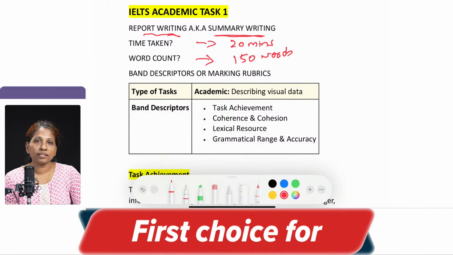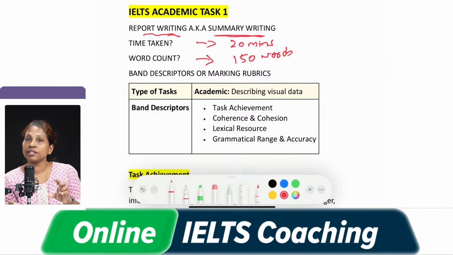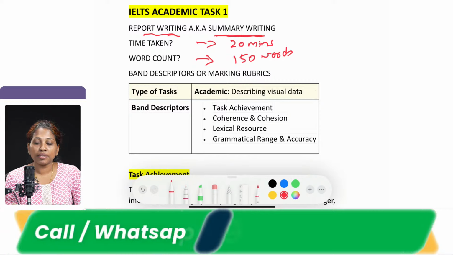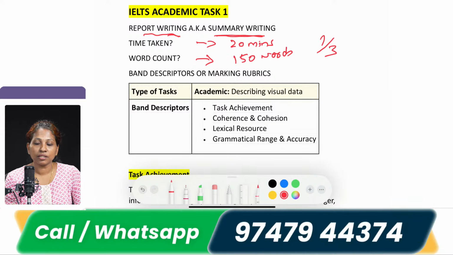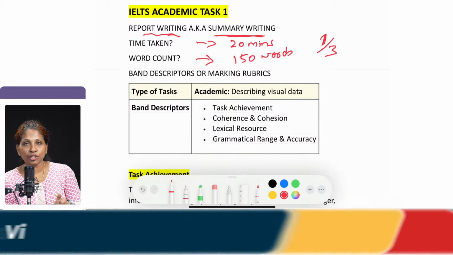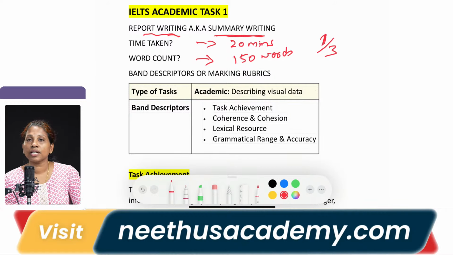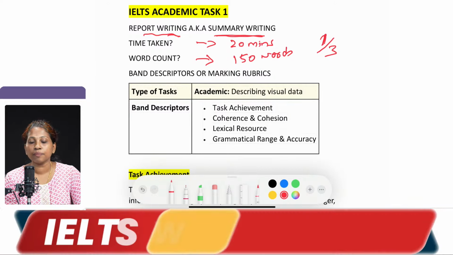Now task 1, when it comes to the marks, its weightage is 1/3. That means when the band for writing is calculated, the task 1 band which you get is calculated only once, task 2 is twice. That doesn't make it less important. You should make sure that you get a right band in this, right?